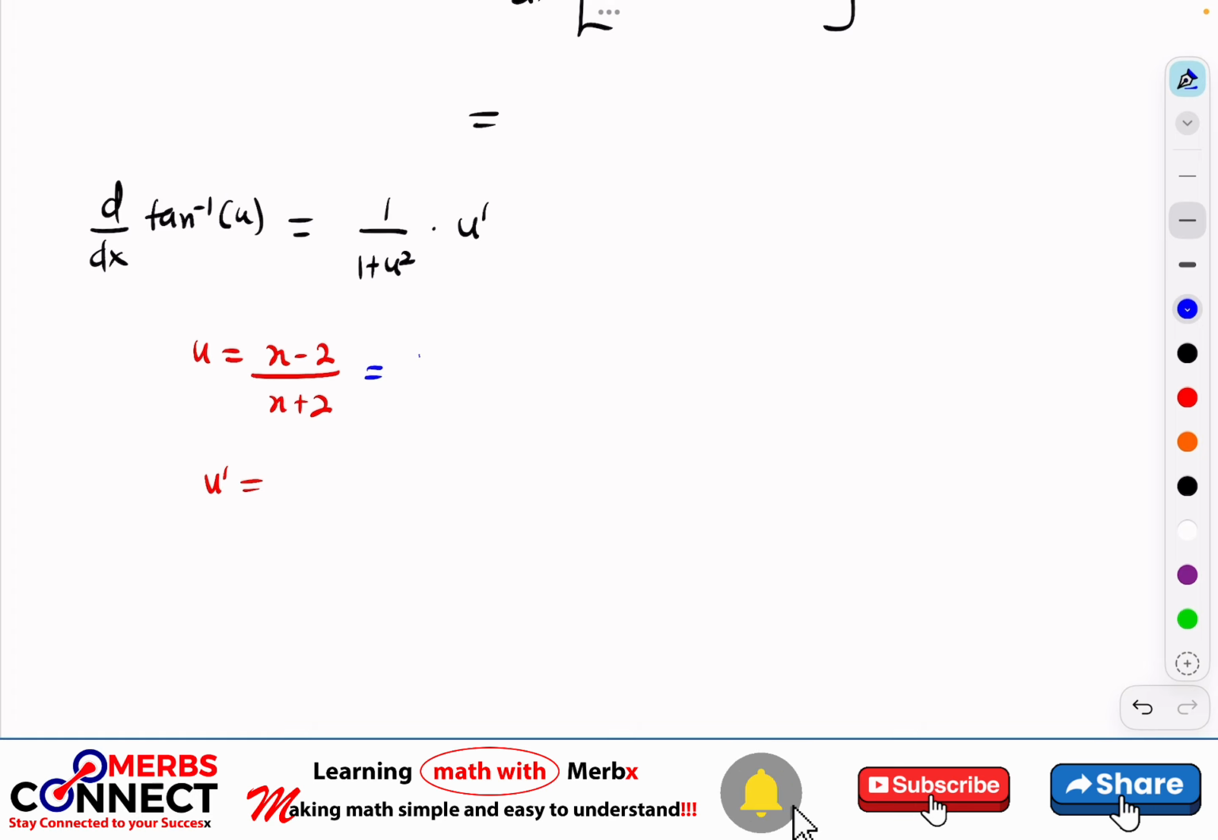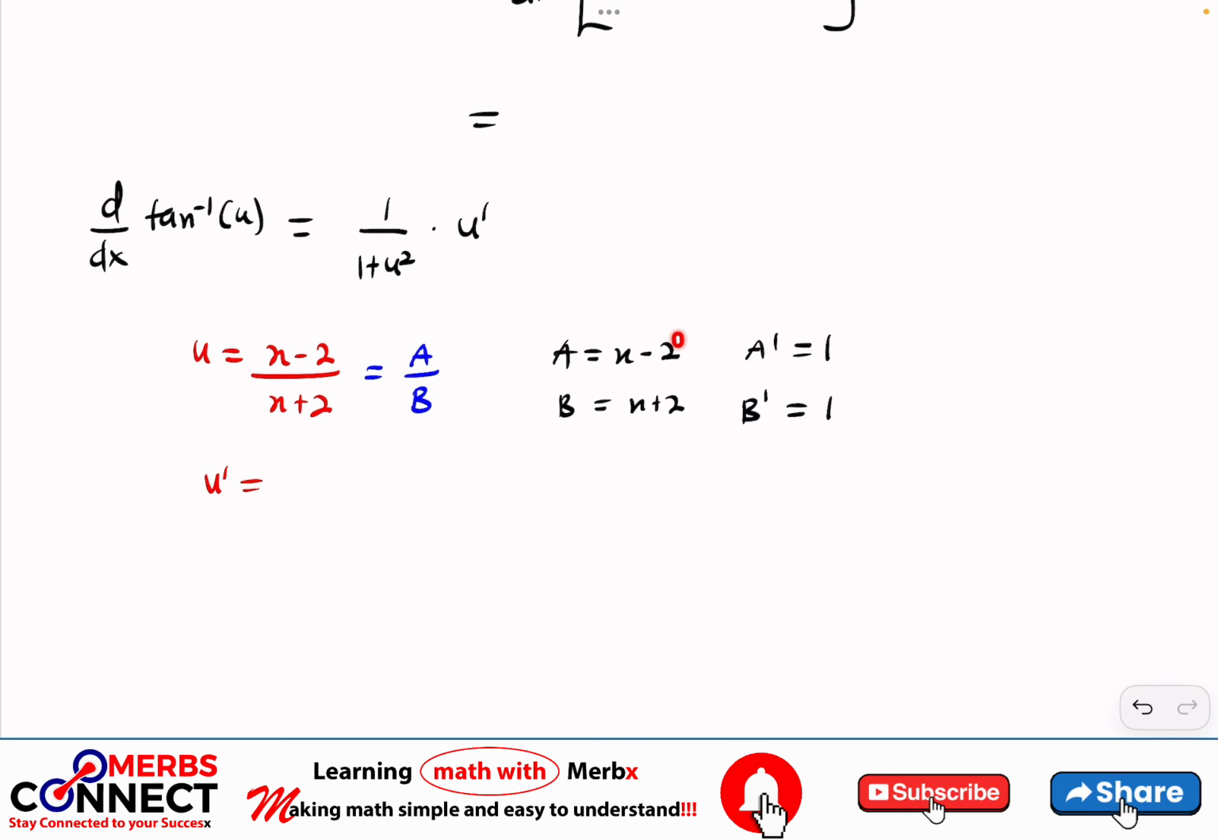Right. So u divided by v. Okay, we are using u already, so let me use something like a over b. So we are going to have a divided by b. So it means that here our a will be x minus 2 and our b will be equal to x plus 2. What is a prime? A prime is 1. And what is b prime? B prime, the 2 is a constant, so we're just differentiating constants. It will be 0. When I differentiate x, I'll get 1, 1 here.